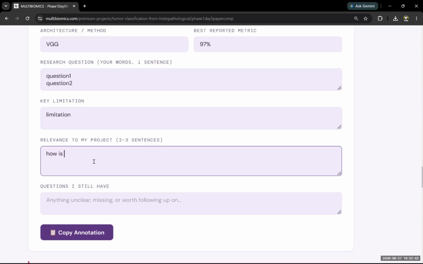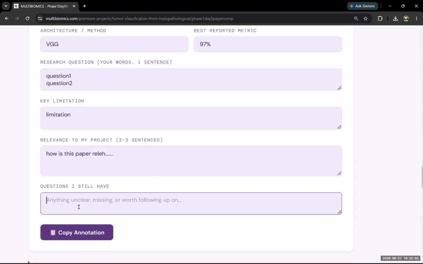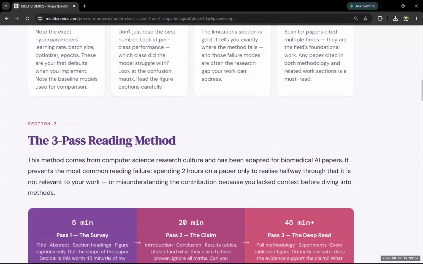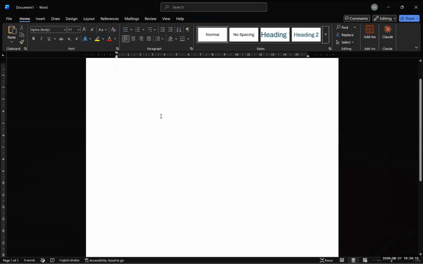How is this paper relevant to my projects? Like this you can write over here. And what questions you still have, you can write over here. Now what you do with this, you come to my website and you just click copy annotation. You have clicked the copy annotation, right? And then you open any word editor, any text editor like Word and all, anything you can do. Open it and just paste whatever you have written there over here.